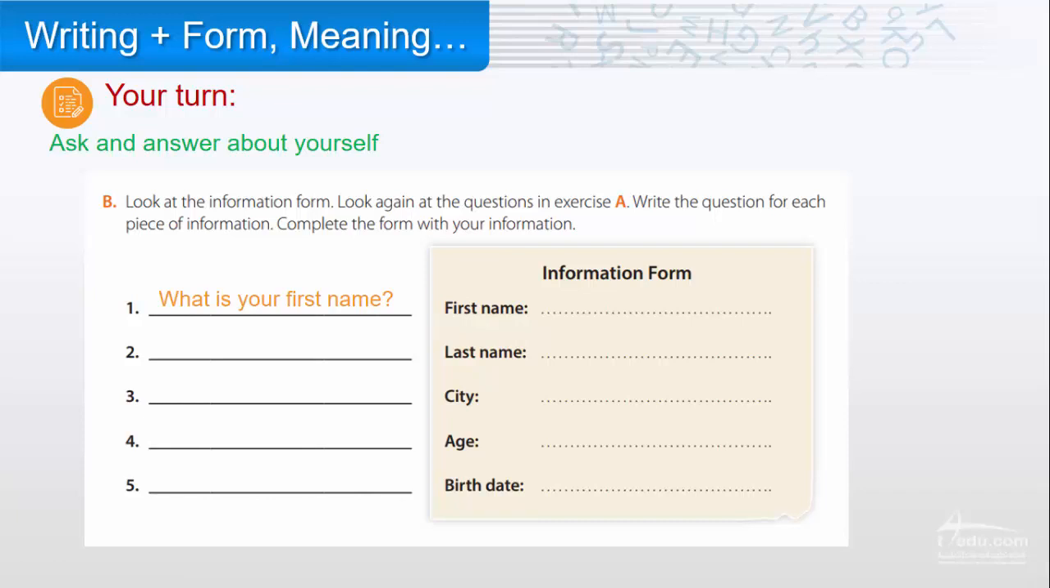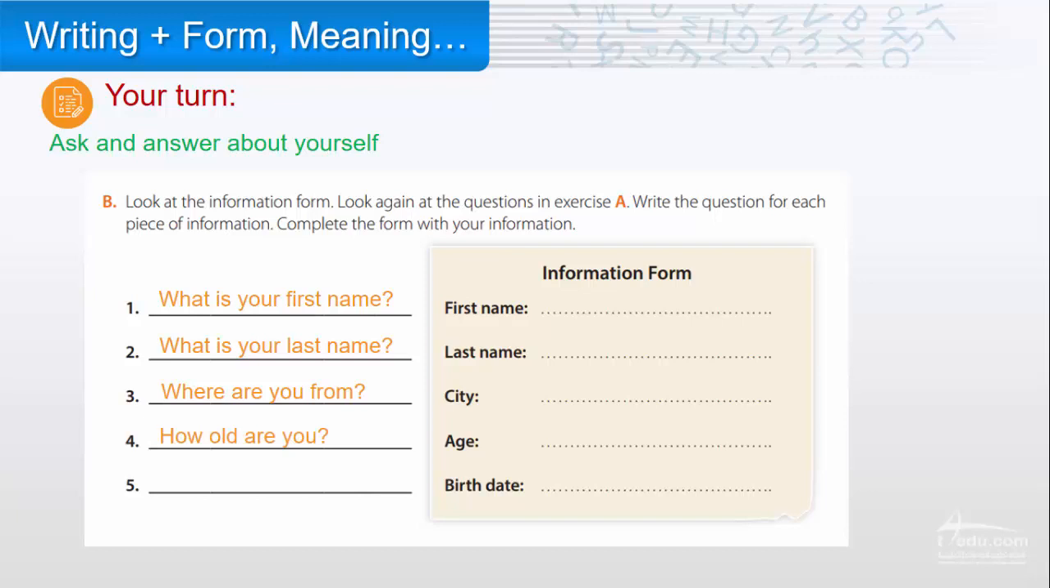2. The answer is the last name, the family name. So the question is, what is your last name? 3. City. The answer is the name of a city. So the question is, where are you from? 4. The answer is the age. So the question will be, how old are you?